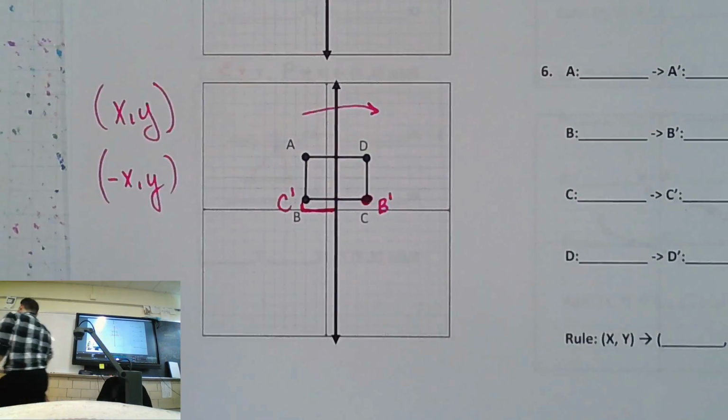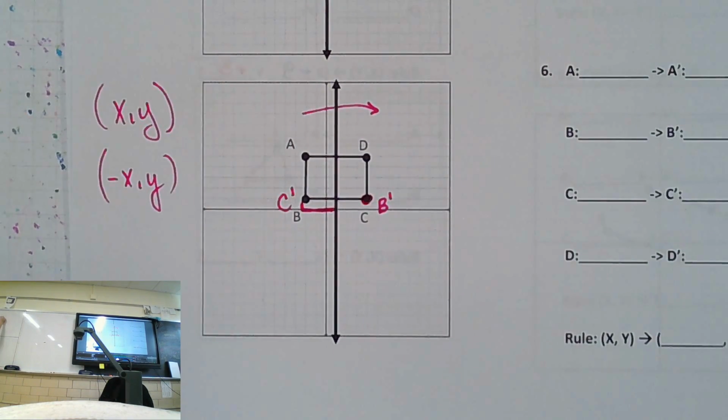If I had something like this, where here's my line of reflection, and here's my shape, here's B, here's C. B is 2 away from the line of reflection. So when I flip it, it's going to end up here, B prime. Didn't change spots with C. That's because it's only 2 away. C, on the other hand, is 1, 2, 3, 4, 5, 6, 7, 8 away from the line of reflection. So it's going to be 8 away on this side. 1, 2, 3, 4, 5, 6, 7, 8. So there's C prime.